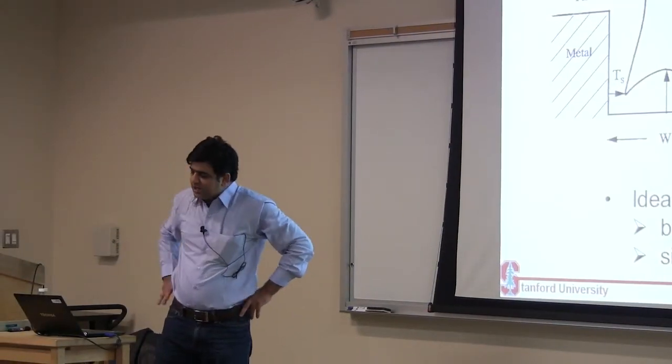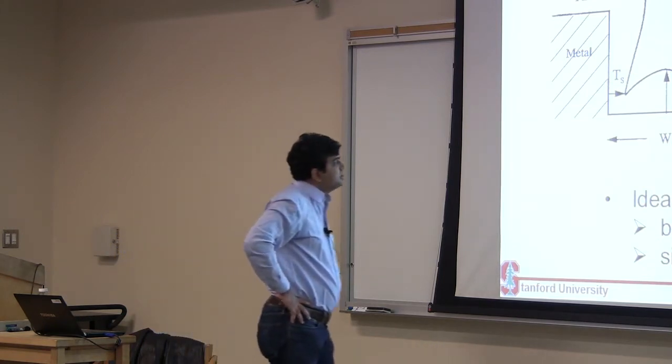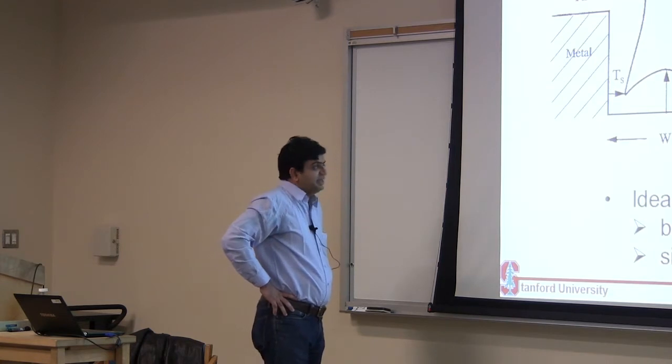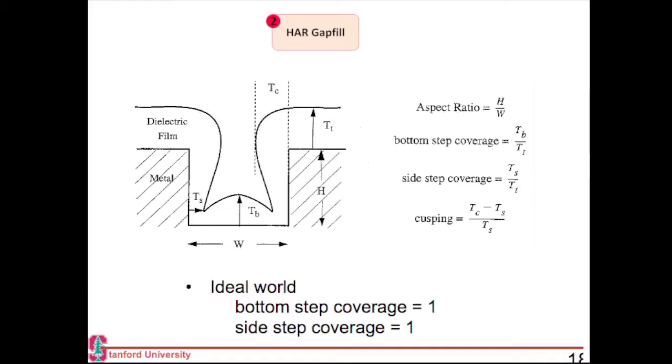So, assuming I'm smart, I've made these high aspect ratio structures. The next big problem is how do I fill them, right? So, filling them is another problem. We want to fill some of these STIH with dielectrics. Sometimes we etch dielectrics and we want to fill them with metal.